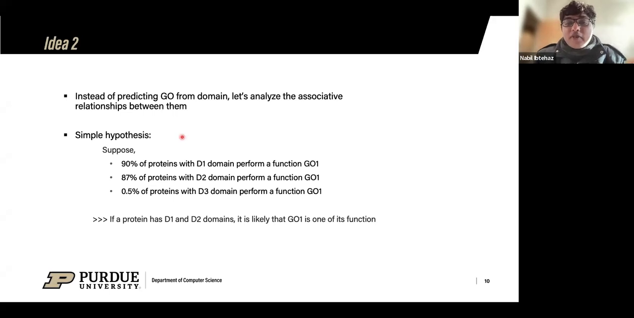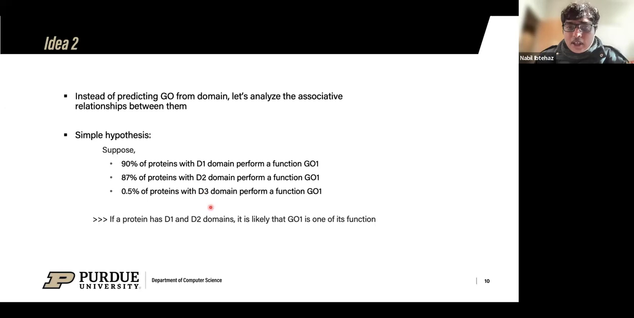So we moved away from the idea of directly predicting GO terms from domains and tried to think of it from a different perspective. Instead of directly predicting, let's try to analyze the associative relationships between them. Suppose in our database, we know that 90% of the proteins with the domain D1 perform a function GO1. And also we know that 87% of proteins with domain D2 perform a function GO1. And we have another piece of information that 0.5% of proteins with the domain D3 perform a function GO1.